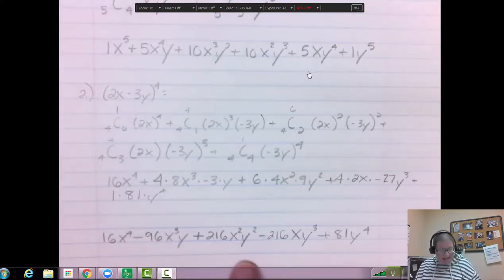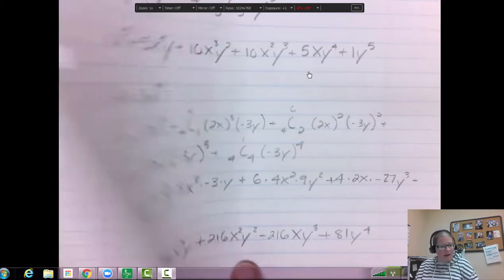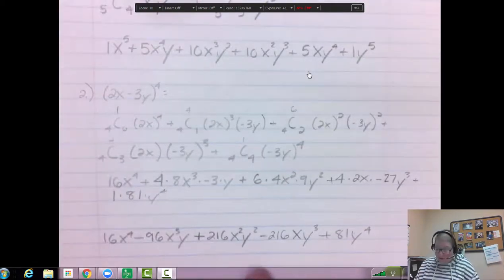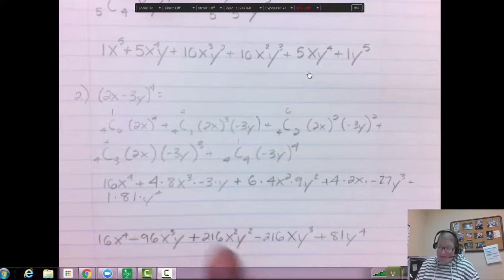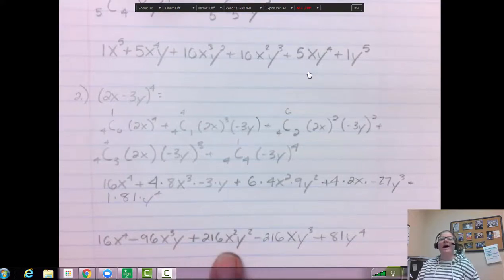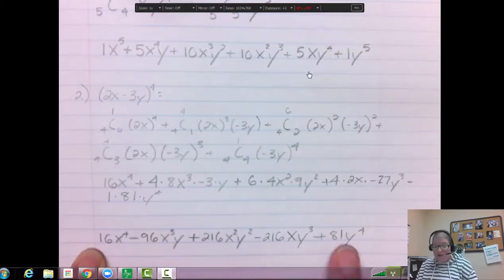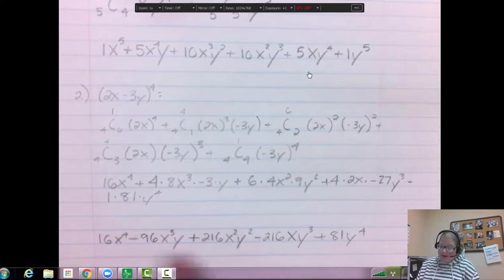What is the third term? 1, 2, 3. And you only have to come up with the third term. Okay, but I wanted to write the whole thing out so you know that's the first, second, third, fourth, fifth term. And so when it asks for just one term, you just come up with that one term in there.